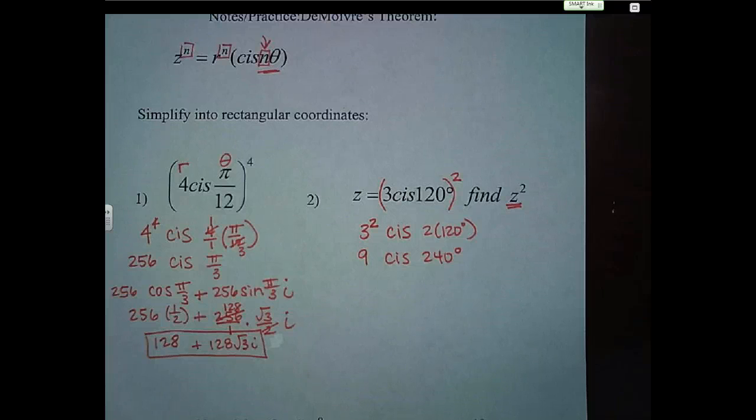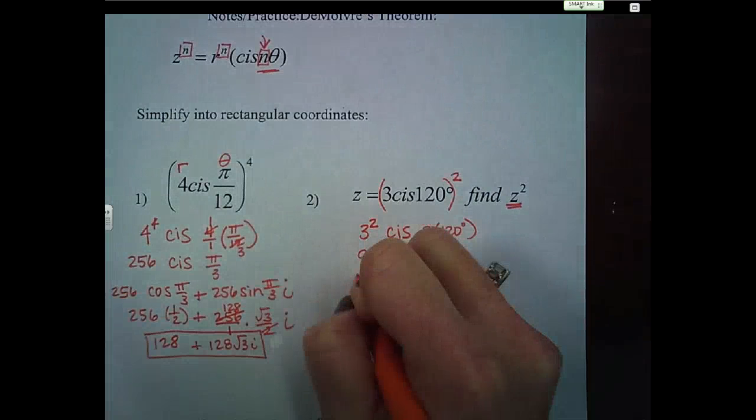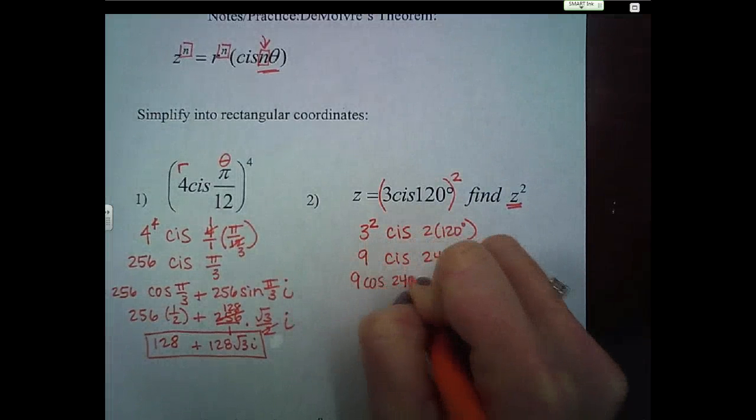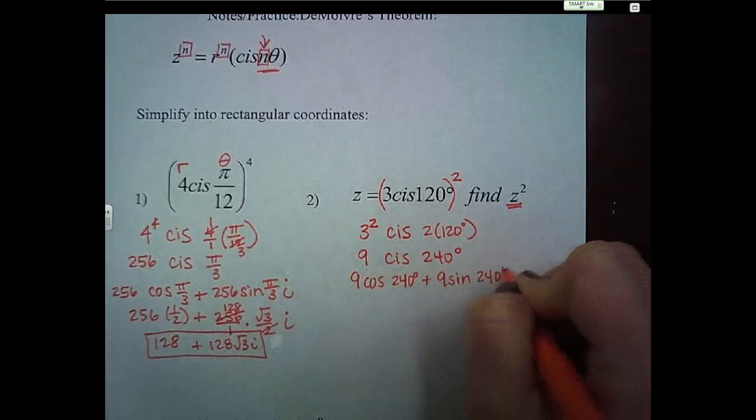You want to turn it into X, Y, or in other words, rectangular. So just apply it. That means you want 9 cosine of 240 plus 9 sine of 240i. Is 240 on the unit circle? Yes or no? Okay, so if it's on the unit circle, I would write it out. If it's not on the unit circle, I would just do it in my calculator. So to write it out, we want 9 cosine at 240 plus 9 times sine at 240 i.